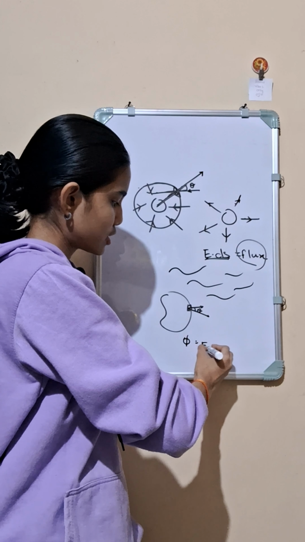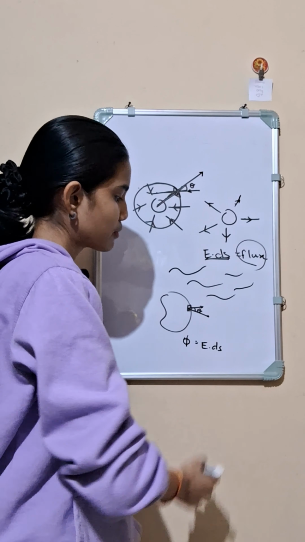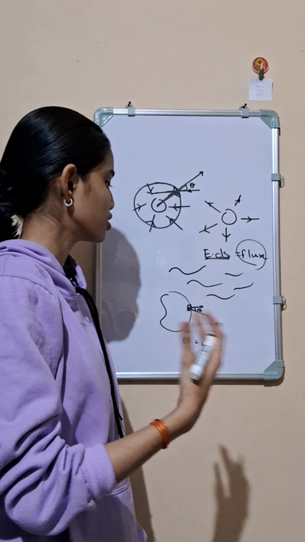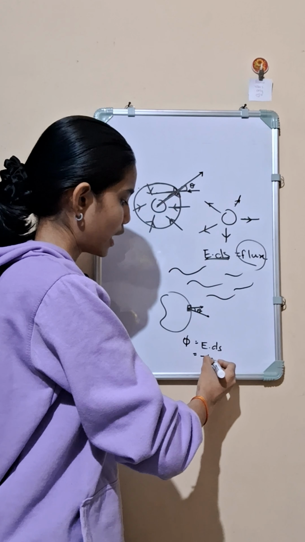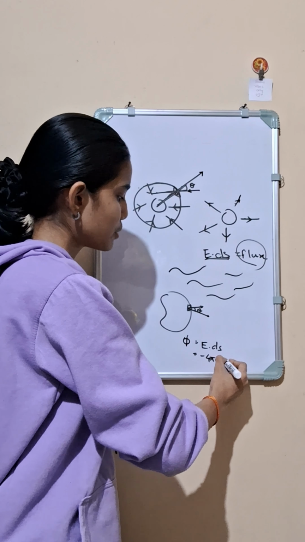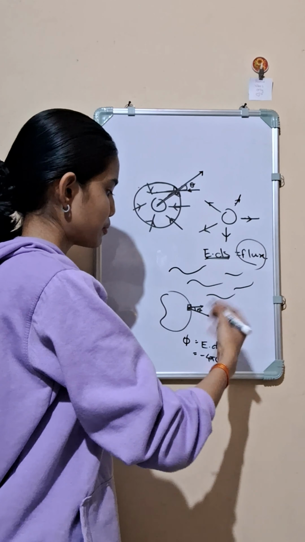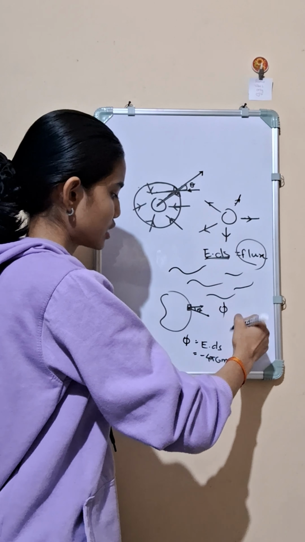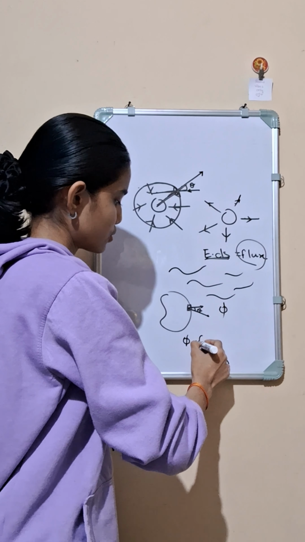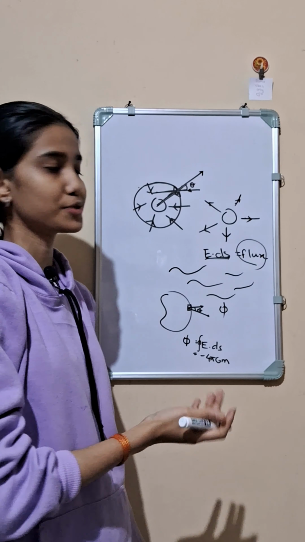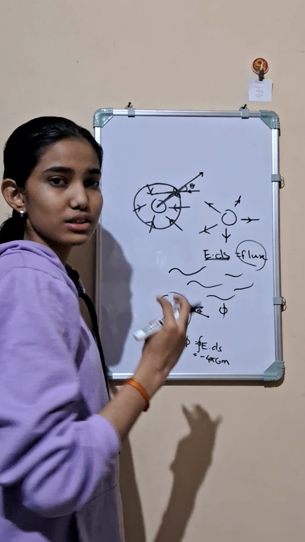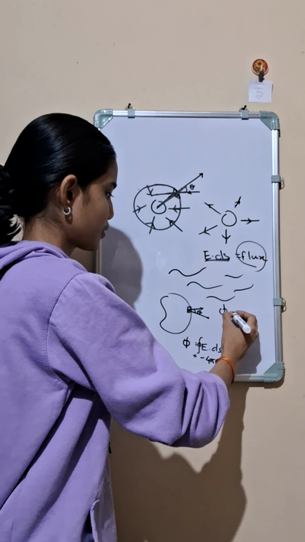E dot dS, obviously the normal formula, and after applying Gauss theorem, it will be equal to minus 4 pi G into the mass enclosed by it. Simply you can compare it with electrostatics. You know that the surface should be closed for this formula to be applied.